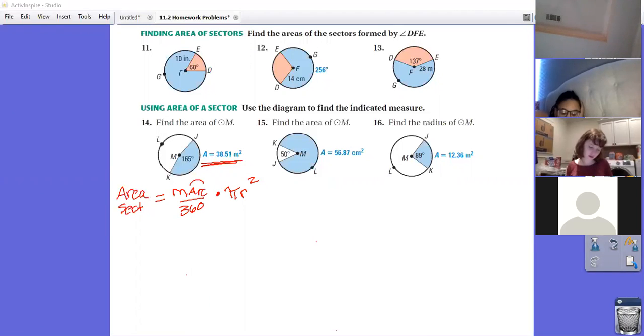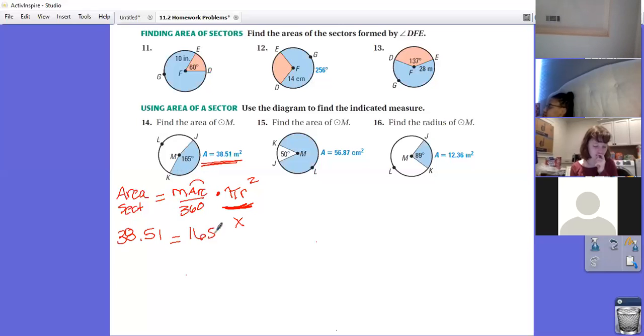All right, in this formula I'm trying to solve for pi r squared. So I can make that be x. The area of the sector is right here: 38.51 is equal to the measure of the arc, 165, divided by 360, times x, because x is the area that we're trying to find.